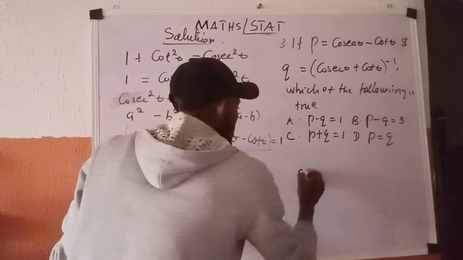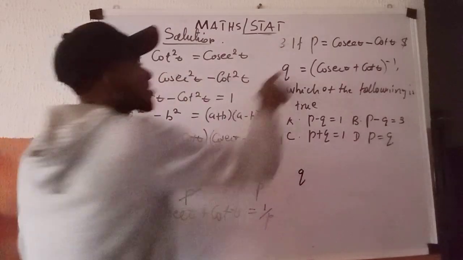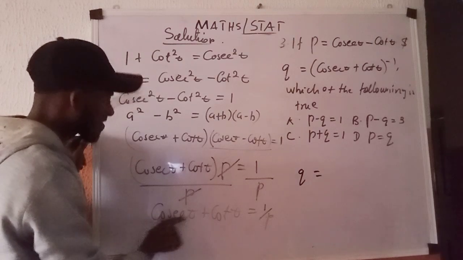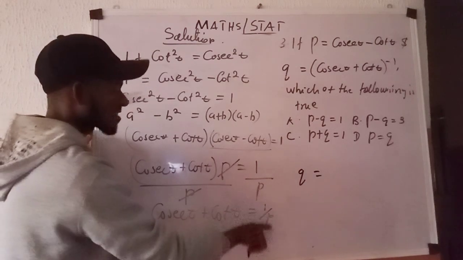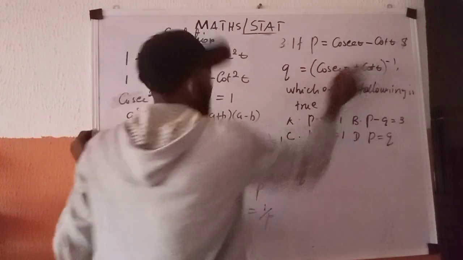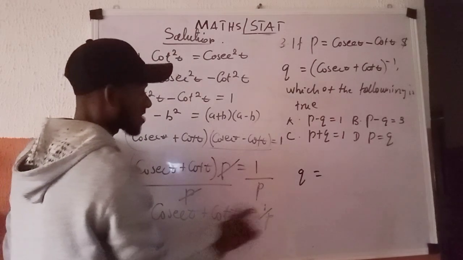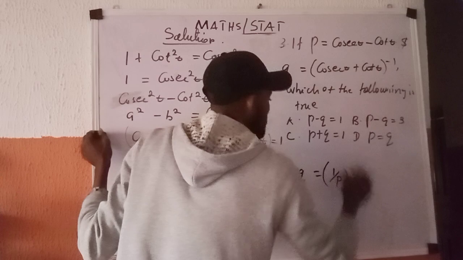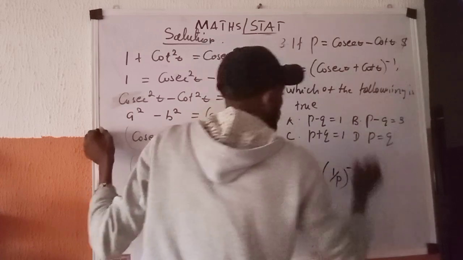So I will now come here and say that my Q here is equal to, what I have here is cosec theta plus cot theta, the answer is 1 over P. What I have inside here is cosec theta plus cot theta, which is 1 over P. So I will say 1 all over P, all raised to power minus 1.